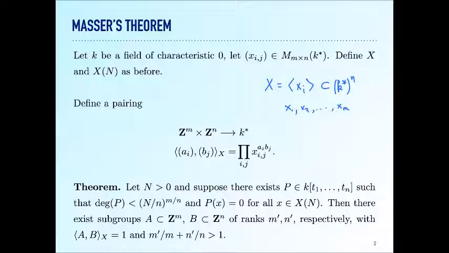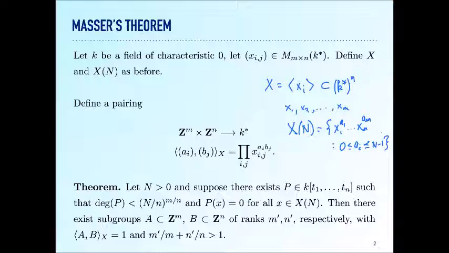And then X of n was the box, with x_1 to the a_1, dot dot dot, x_m to the a_m, with 0 less than or equal to a_i less than or equal to n minus 1. This multiplication is happening inside this group, so you think of it as component-wise multiplication of vectors.